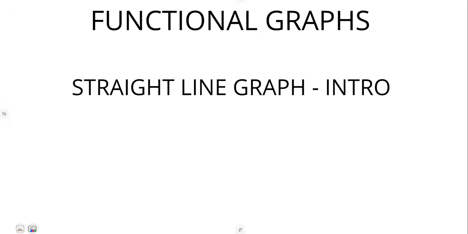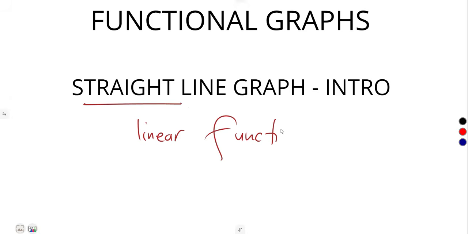Again, in this case, we are going to focus on our functional graphs and focusing on the straight line graph, which is a basic introduction that I'm going to give you guys for you to understand what we are going to work with later on. So basically, a straight line graph is actually referred to as a linear function. That's a linear function, a linear graph.